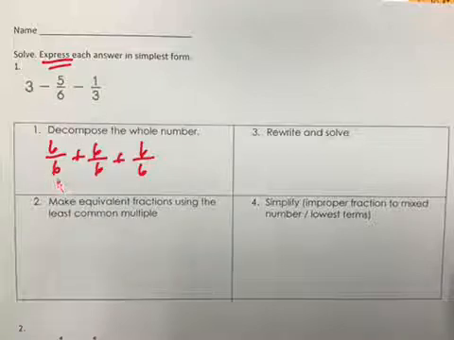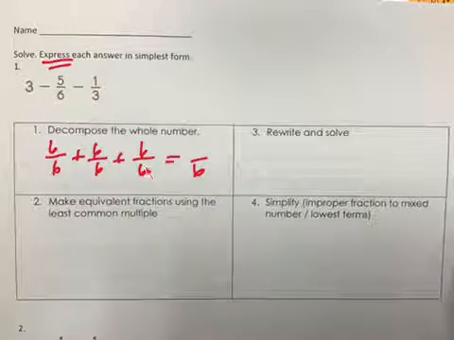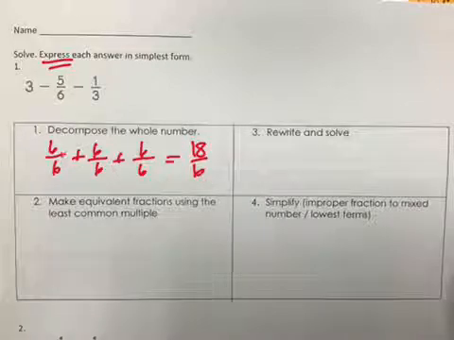So this is one whole, this is one whole, this is one whole. So if I have 6/6 plus 6/6 plus 6/6, I have how many sixths? I have 18 sixths, because 6 plus 6 plus 6 is 18. So 3 decomposed into an improper fraction would be 18/6.